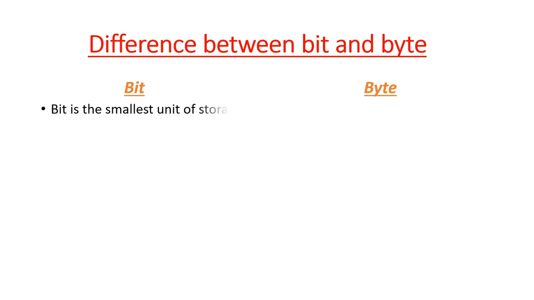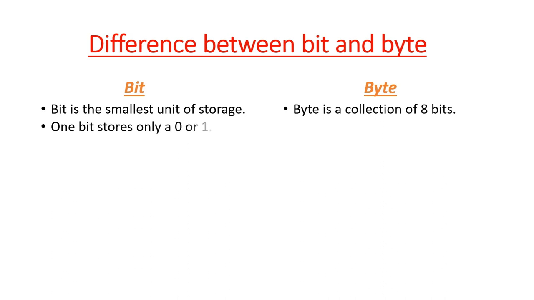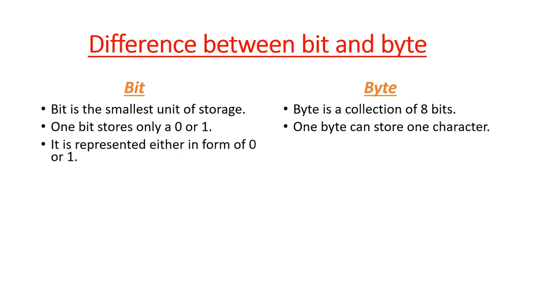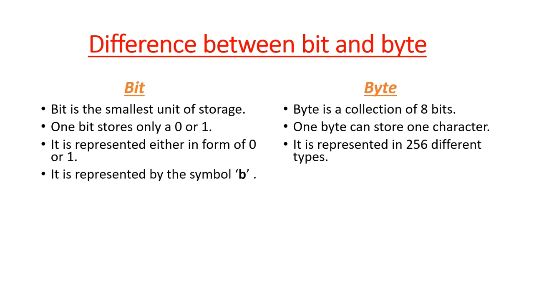Bit is the smallest unit of storage, whereas byte is a collection of 8 bits. One bit stores only 0 or 1, but one byte can store one character. Bit is represented either in form of 0 or 1, and byte is represented in 256 different types. Bit is represented by the symbol small b, whereas byte is represented by the symbol capital B.